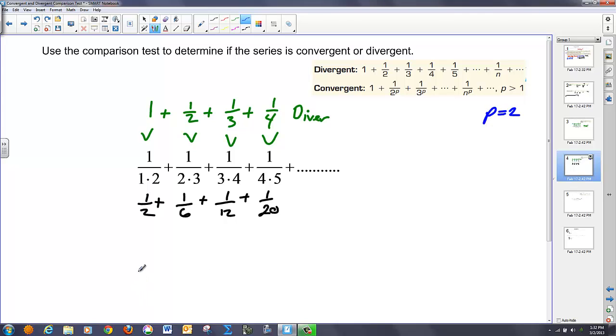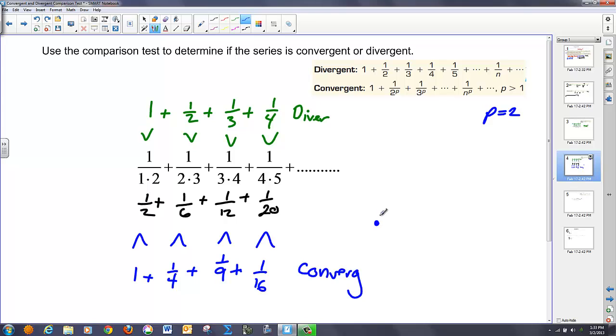So I'm going to compare it against these blue terms of 1, a quarter, a ninth, and a 16th, and on down the line. So a half is actually less than 1, the sixth is less than a quarter, the 12th is less than a ninth, a 20th is less than a 16th, and this will continue to happen over and over again. So since every term in black is less than every term in a convergent series, we can say that this series converges.